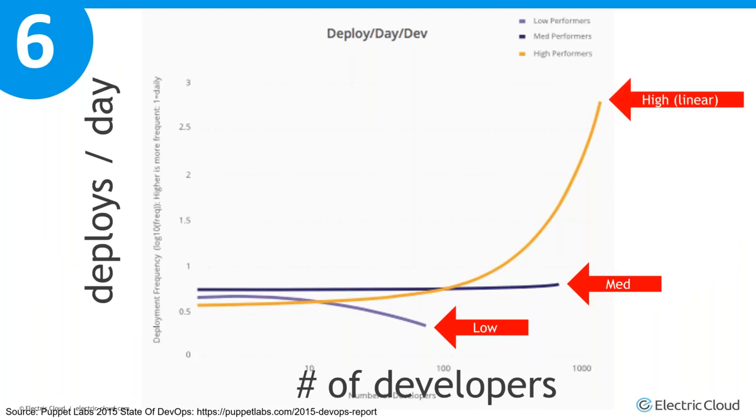And so I love this diagram that came out in 2015 that I think really shows the value of this. On the x-axis is the number of developers, on the y-axis is the number of deploys per day. As you increase the number of developers in low performers, the number of deploys per day goes down. In medium performers, it remains constant. Whereas in high performers, as you increase the number of developers, the deploys per day goes up linearly. This is a logarithmic scale, so that curve is actually linear.